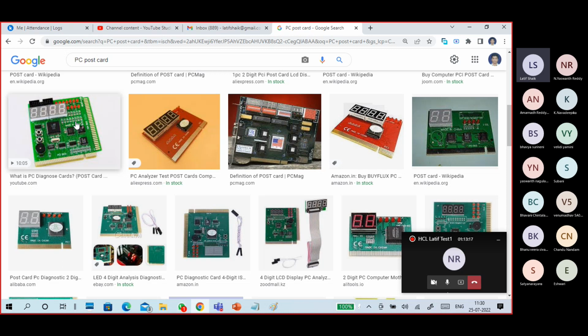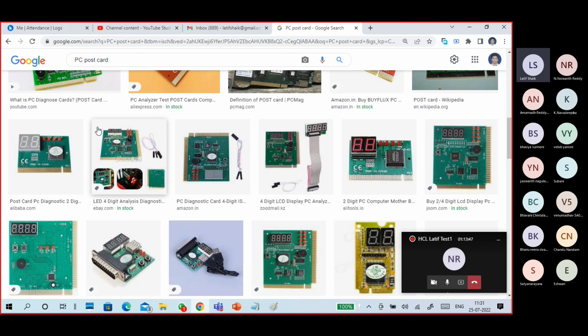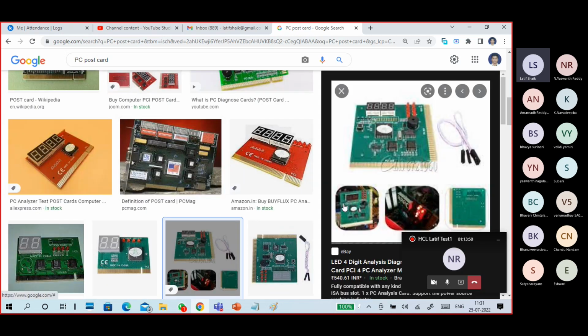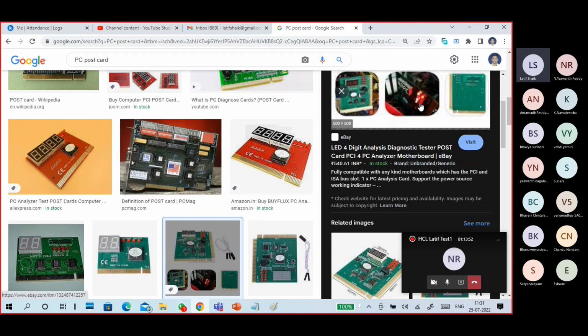So based on what kind of failure it is, it can be a RAM failure, a RAM incompatibility, a processor related issue, a power distribution issue, or it can be chipset related issues, motherboard related issues. So we can understand from these post numbers. Somewhere you can see the LED blinking.